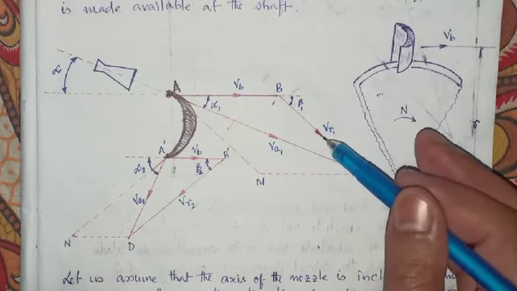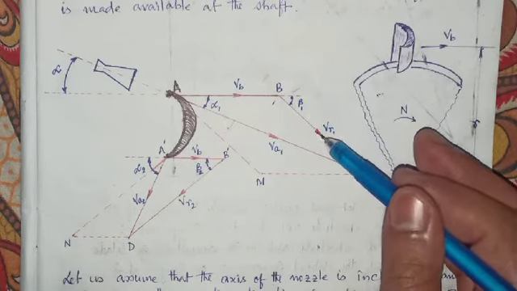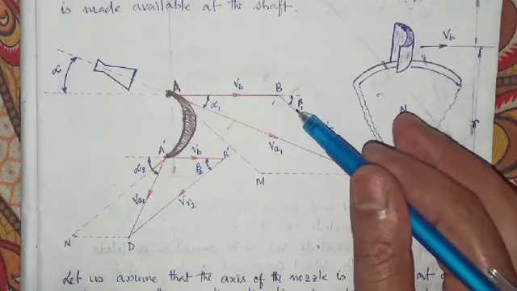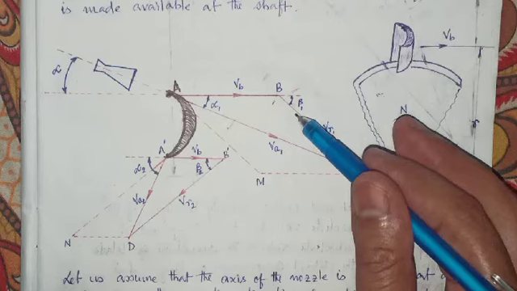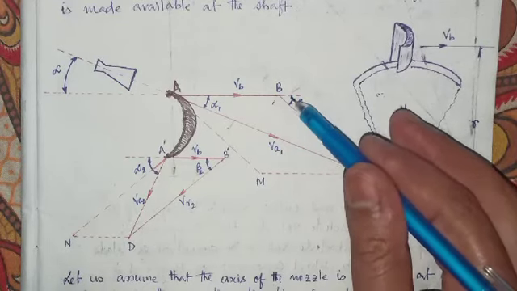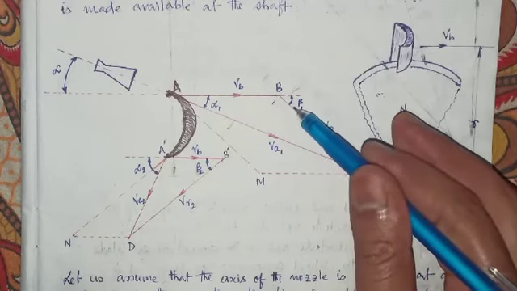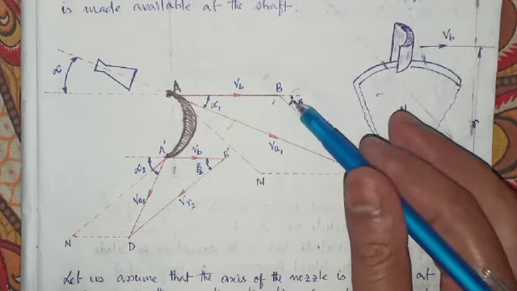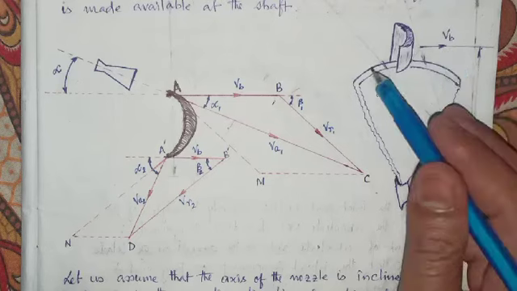Now the relative velocity VR1 is inclined at an angle beta 1, to the plane of rotation, from the negative direction of the motion of the blade. This angle beta 1 is called the inlet angle of the moving blade.